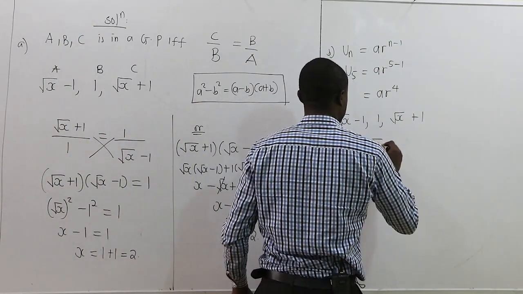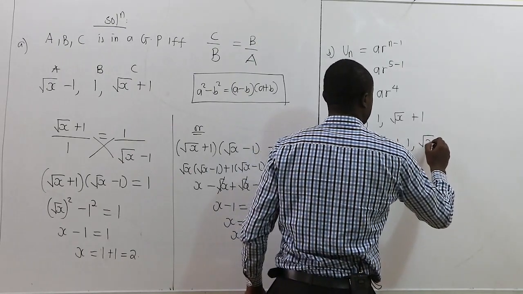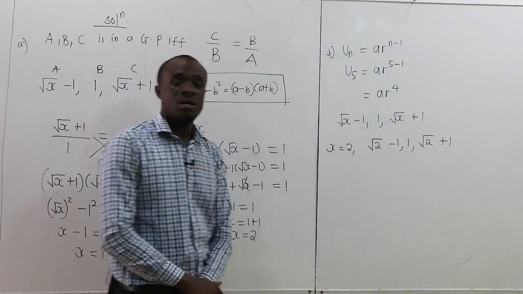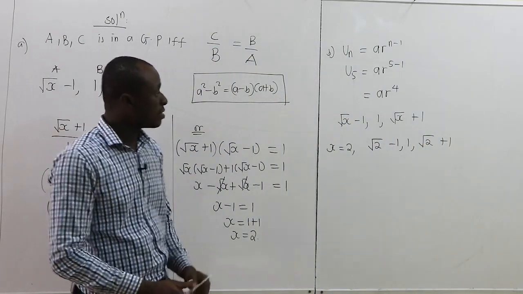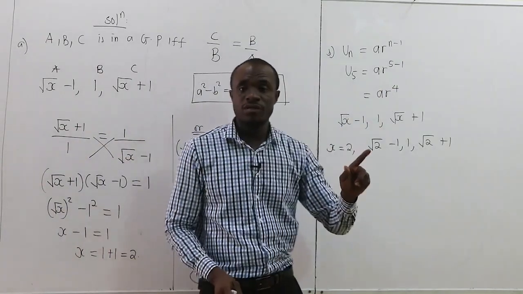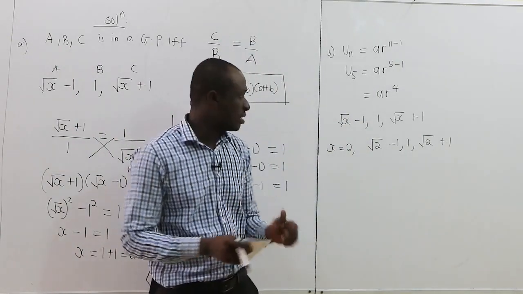So we are going to get root 2 minus 1, 1, and then root 2 plus 1. X is 2. So we put it over here like this. Clearly, we have ar^4. You can pause the video and try this question on your own, and compare your answer with my final answer.